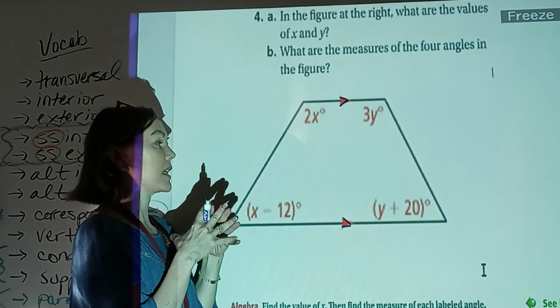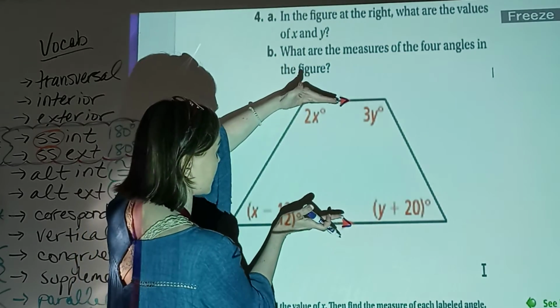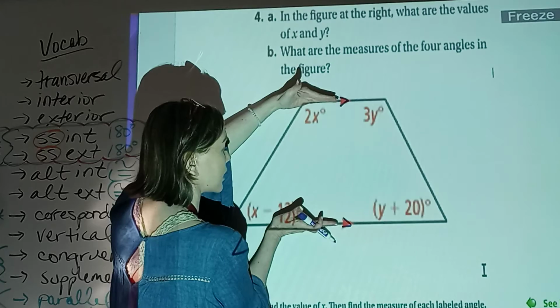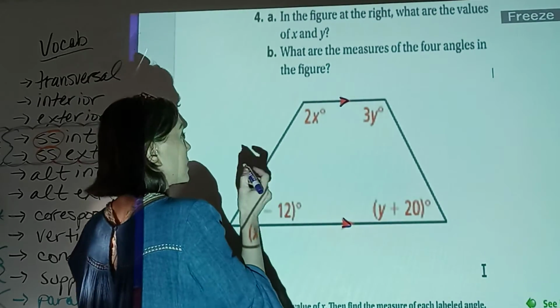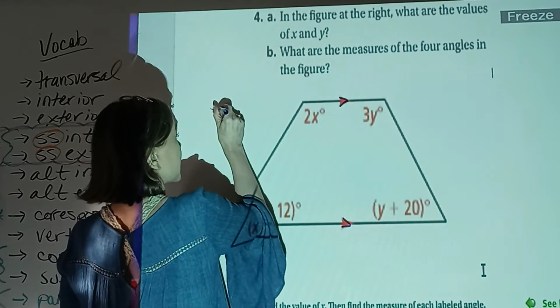What you need to get in the habit of doing is when you see those 2 arrows and you know that there are 2 parallel lines, I need you to extend what you see. So this is what I mean by that. You have to extend.